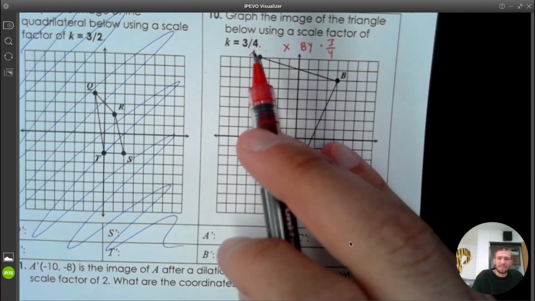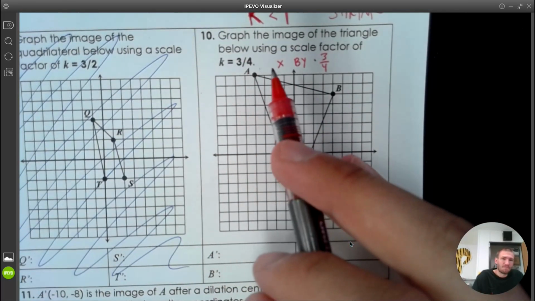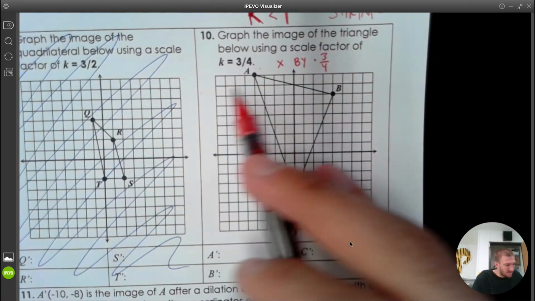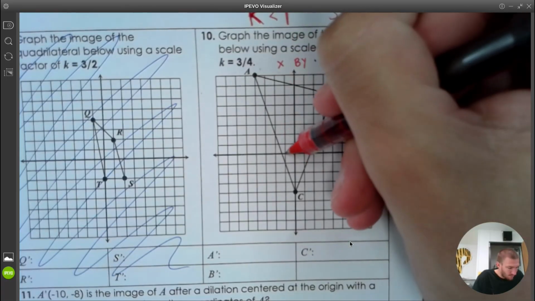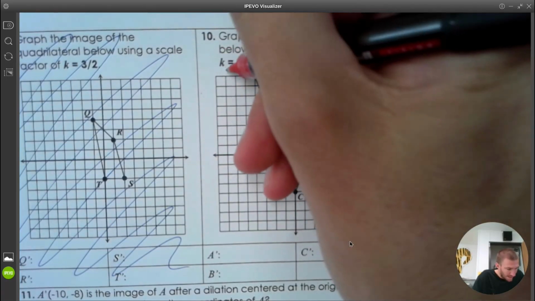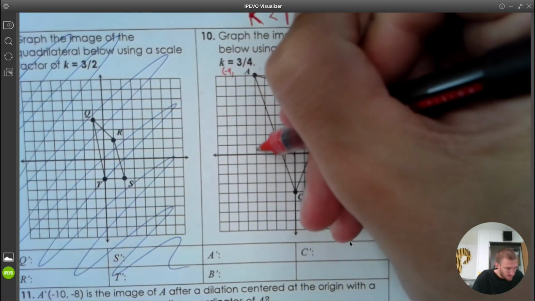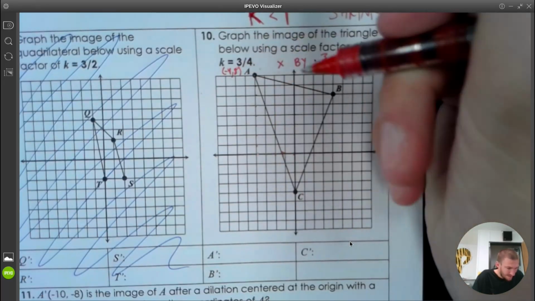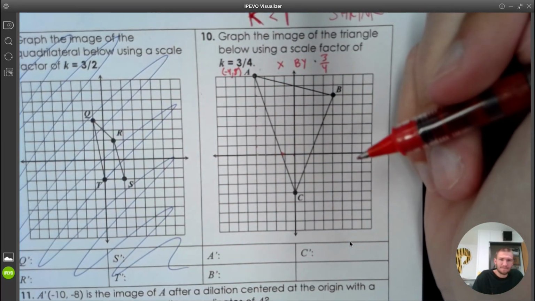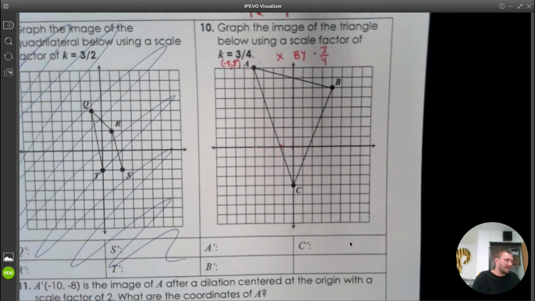All I need to do is take my coordinates and multiply by 3/4. Well, I don't see the coordinates, so I need to find them myself. A here is at 1, 2, 3, 4. A is at -4. 1, 2, 3, 4, 5, 6, 7, 8. -4, 8. And I need to multiply these times 3/4.